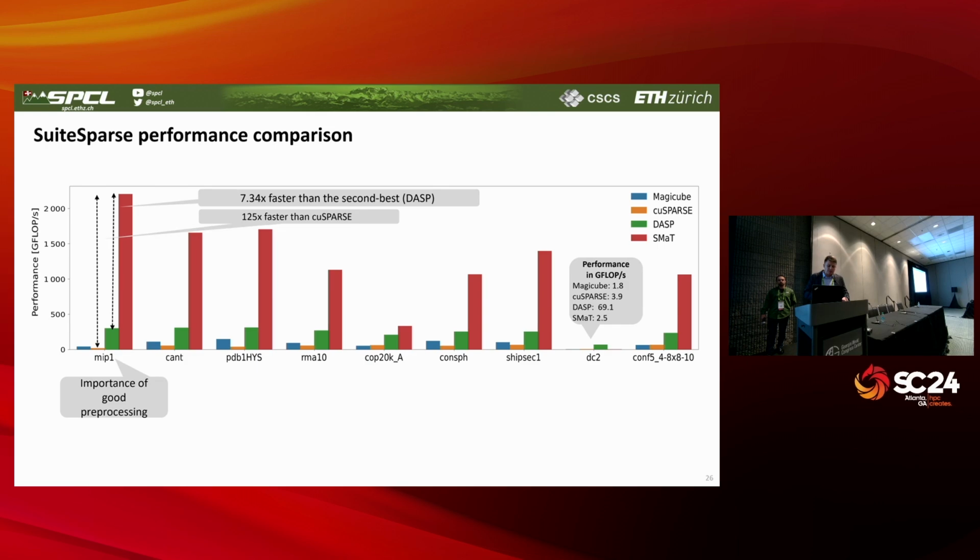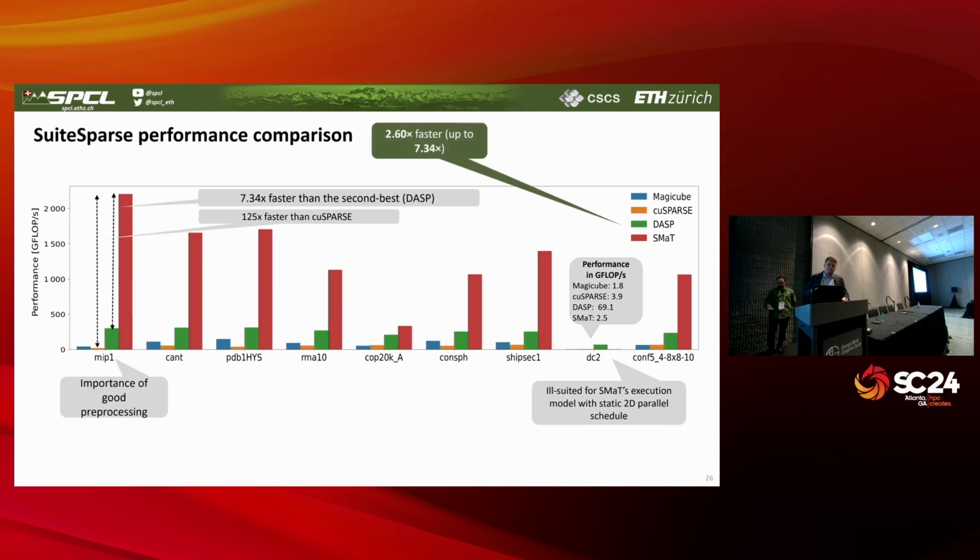We also emphasized a matrix with bad load balance, and that is DC2. The reason for that is it is ill-suited for SMaT's execution model with 2D parallel scheme.